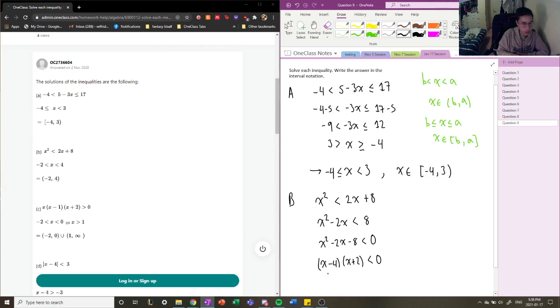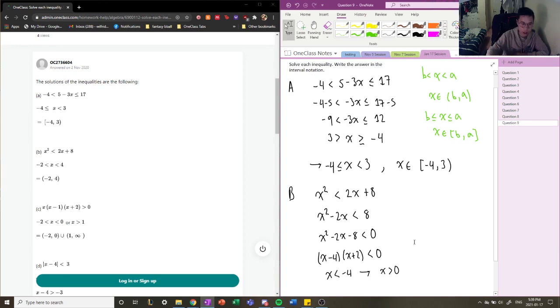Okay, so now we want to test what values of x would make this inequality less than 0. So the first interval to check is x less than -4. If x is less than -4, let's say x is equal to -5, we would have a negative number here and a negative number here that would equal a positive number. So we can't have that. So we don't want that.